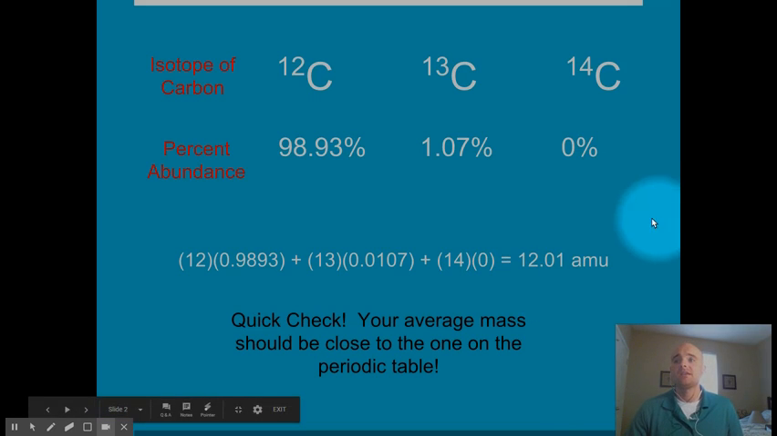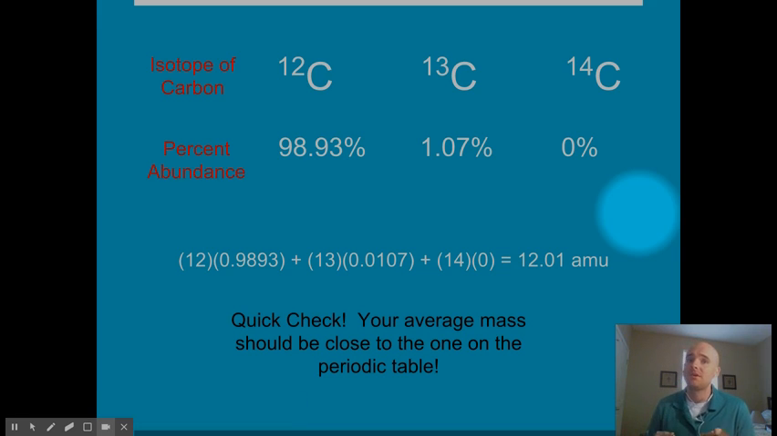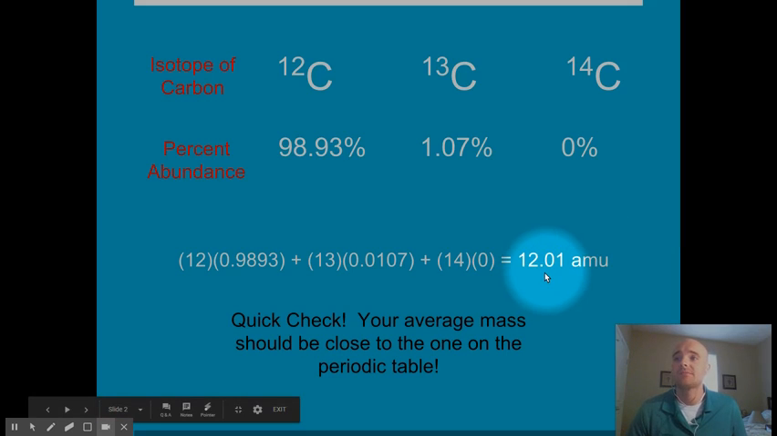A quick check: the average mass should be close to the one that's on the periodic table, if not exact. This is the exact mass that you would see on the periodic table.